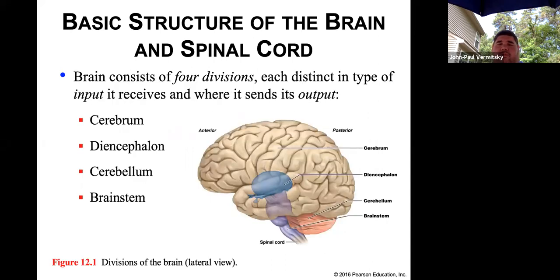The brain consists of 4 divisions, each distinct in the type of input it receives and where it sends its output. The 4 divisions are the cerebrum, or more commonly referred to as the cerebral cortex, the diencephalon, which includes the hypothalamus and epithalamus, and the cerebellum, which is referred to as your little brain, and it's nestled underneath the cerebral cortex. And then you have your brain stem, which is the pons, midbrain, and medulla.